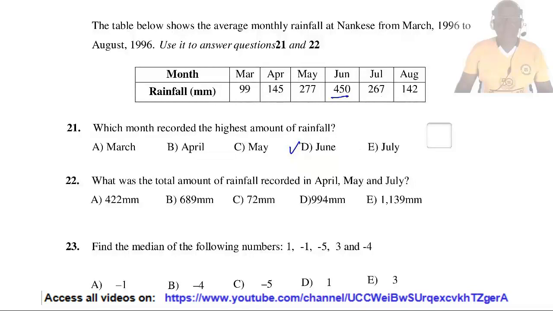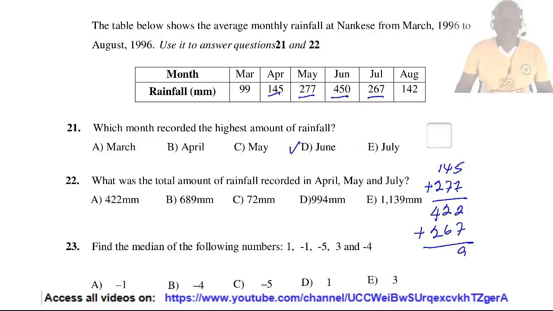Question 22. What was the total amount of rainfall recorded in April, May, and July? In April, it was 145 millimeters, and in May, 277. The total is 224, and then in July, 267. The total is 986. So the answer is B.